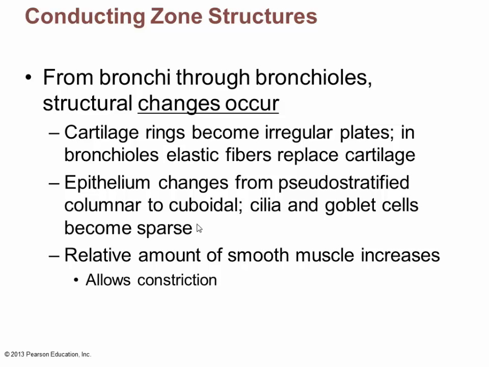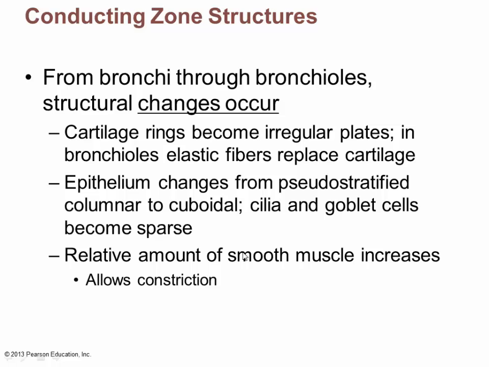Now, as we go from bronchi all the way through the bronchioles, various structural changes occur as we go from large bronchi down to tiny little bronchioles. One, cartilage rings that you would find around these structures start to become irregular plates. In the bronchioles, you have elastic fibers replacing cartilage. The epithelium changes from pseudostratified columnar to cuboidal, and cilia and goblet cells become sparse. We don't want goblet cells in there because they make mucus, and we don't want mucus in the lungs.